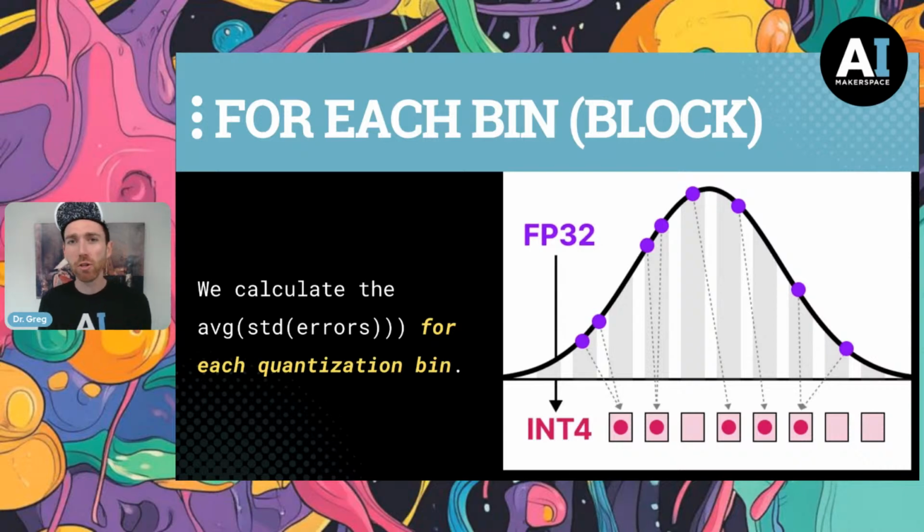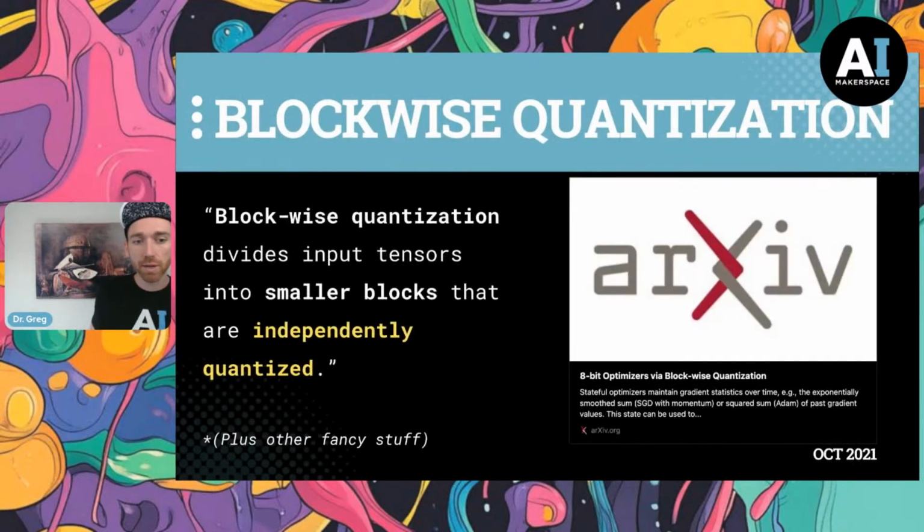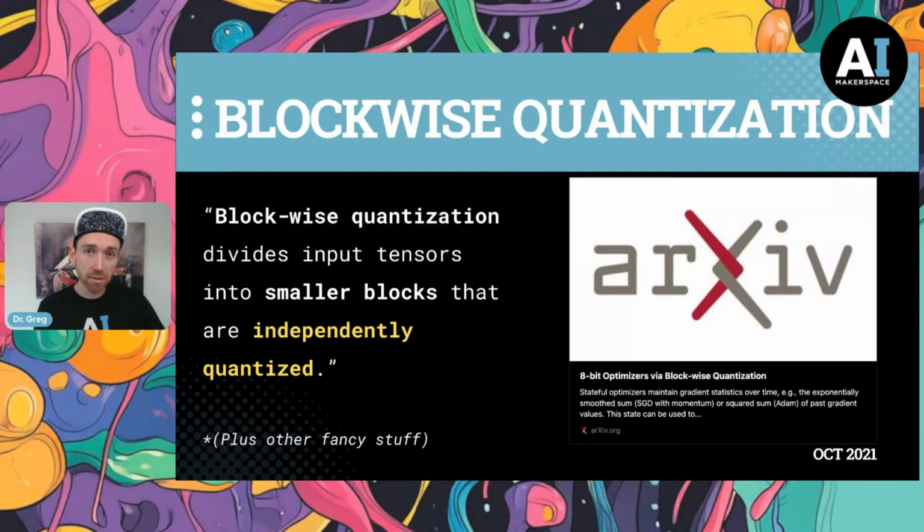Now, we might also call these bins blocks. And in the LLM space, we have seen stuff like the 8-bit optimizers via blockwise quantization paper from Tim Dettmers and others come out in 2021. Okay, so this idea of blockwise or binwise quantization is not super new. And it is kind of the place to start in your understanding.